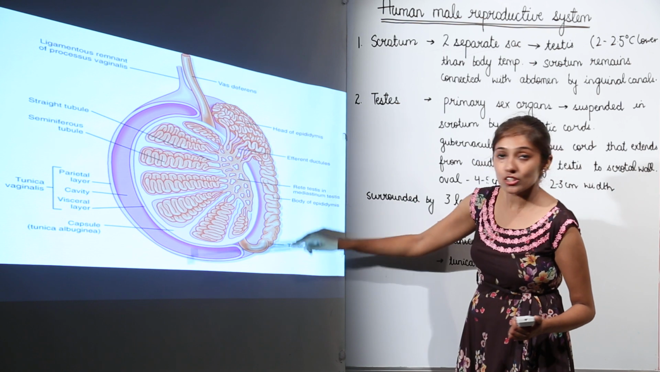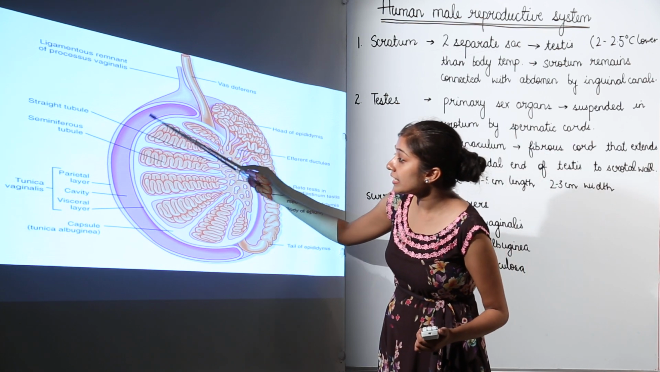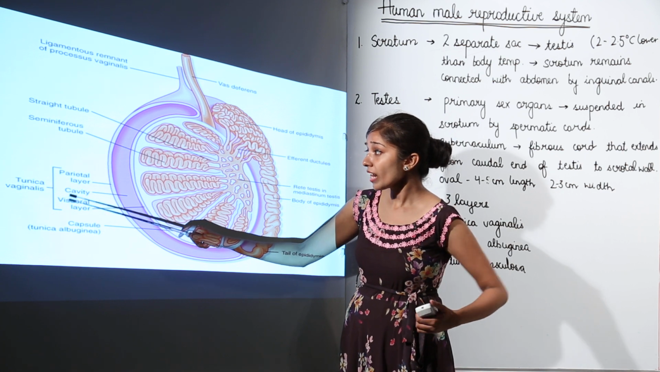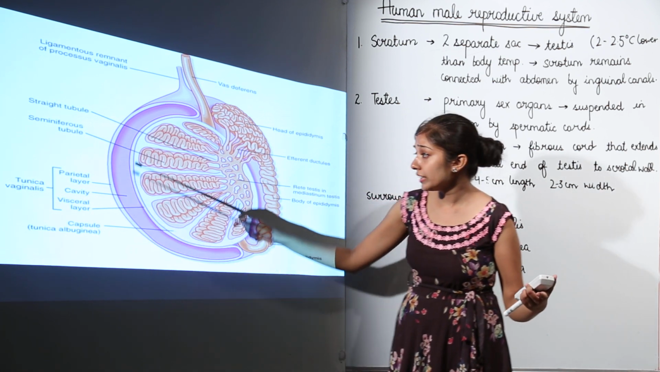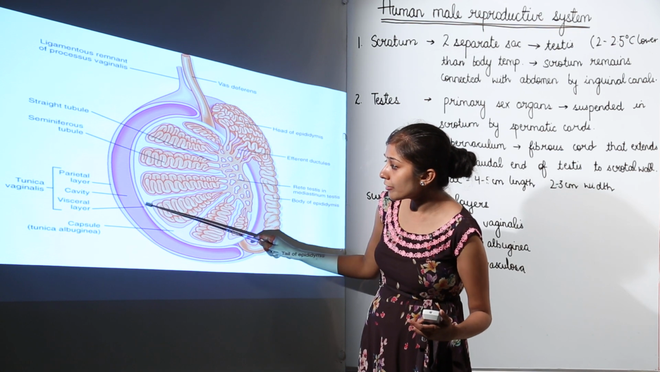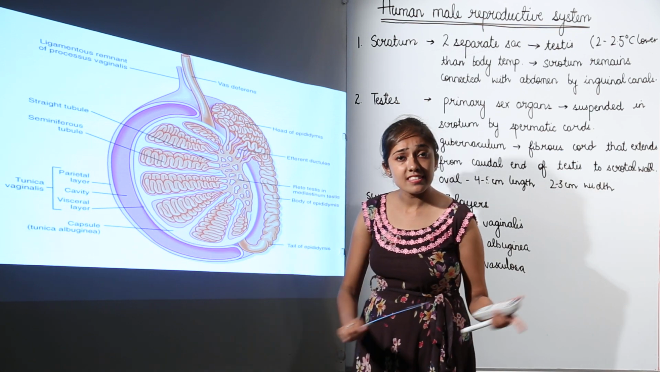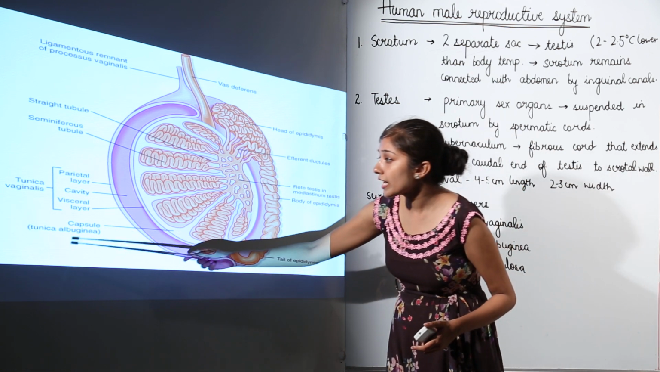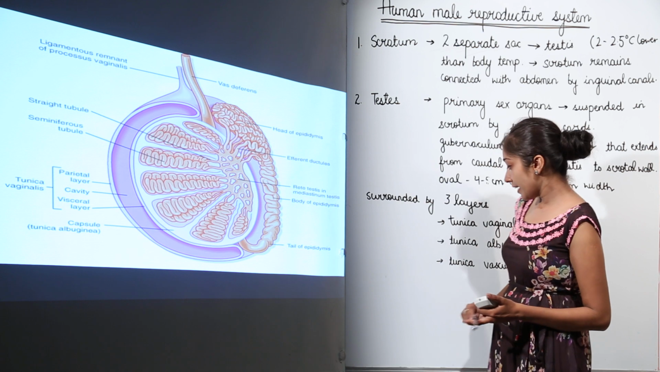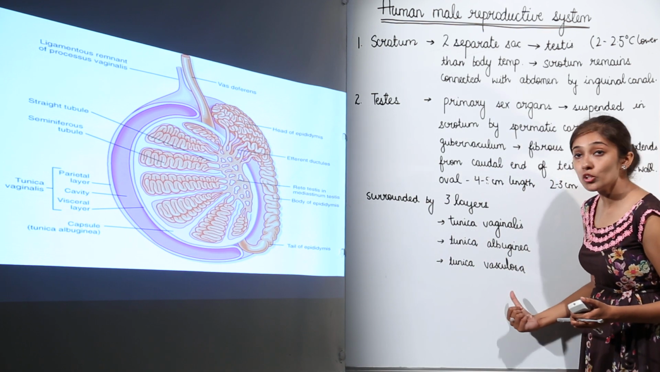This is the cross section of the testes, and this is the first layer that surrounds the testes which we call tunica vaginalis. It is further divided into these layers. We have a parietal layer, then we have this cavity, and then we have the visceral layer. Then the second layer is tunica albuginea. This is the tunica albuginea, right? Then we have tunica vasculosa.